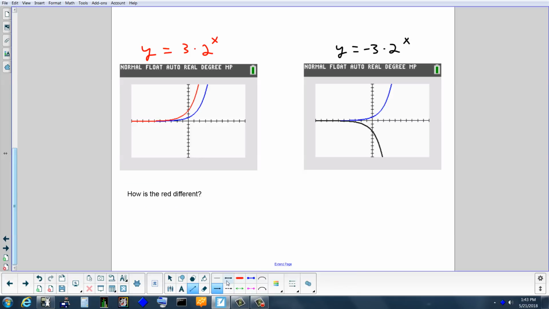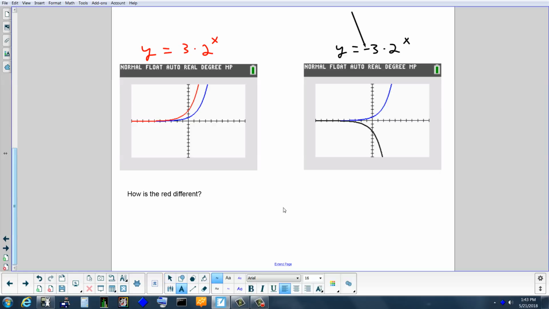Now for this one, again, blue's the original. The black is the new. What's happening? It's going down, right? Does it kind of look like a mirror, almost a mirror image, but not quite? But it's getting flipped, right?